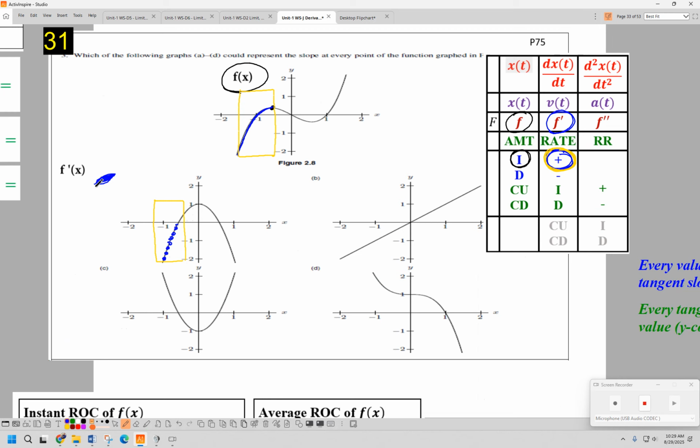Let's go, Olivia. B. So Olivia goes over here to B. B shows f prime always being negative. That would mean f, at least in here, would have to be going down. But f is clearly going up. Now, how many knew that one? 2 more. What else is wrong? Oh, yeah, trick question. What else is wrong?